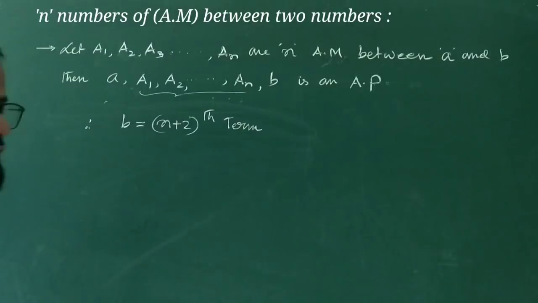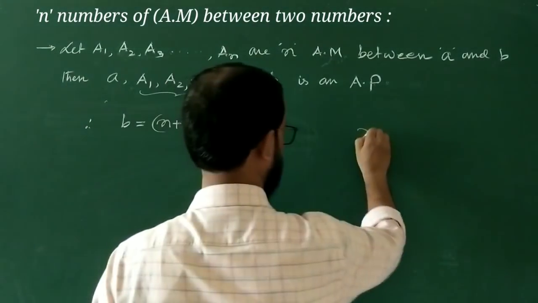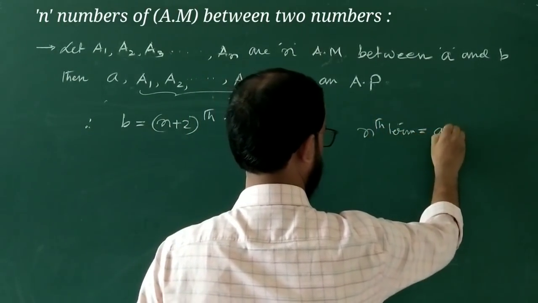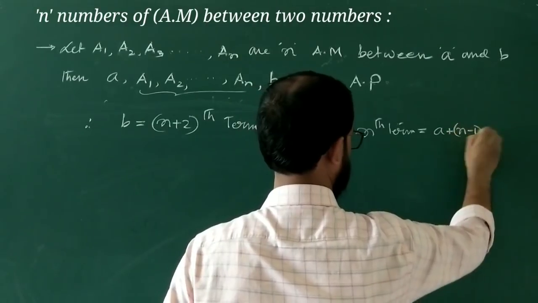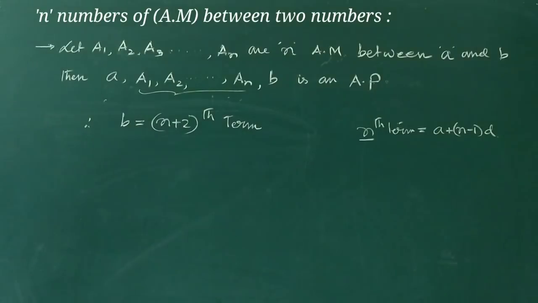Now, since it is an AP, what is the formula? AP का nth term का formula क्या था? What is the nth term? Nth term is equal to A plus (n minus 1) into D. If the number of terms is n, the formula is A plus (n minus 1) into D, where D is the common difference.